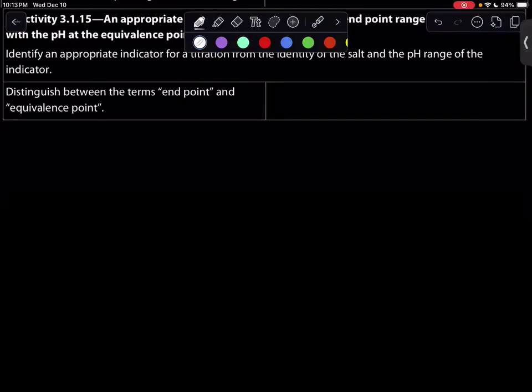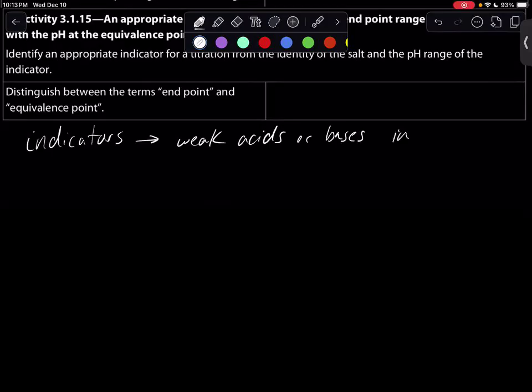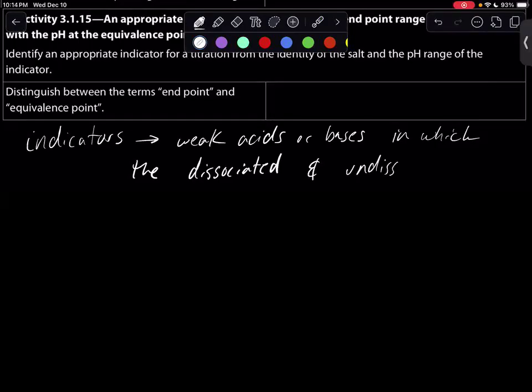So let's talk about what we're starting with, which is indicators. Indicators are actually just weak acids. They can sometimes be weak bases, but weak acids or bases in which the dissociated and undissociated forms have different colors.